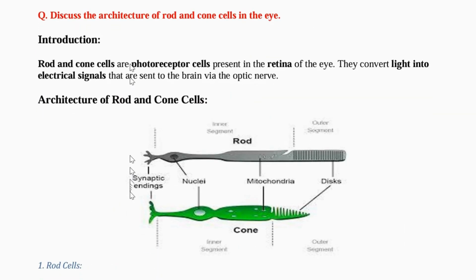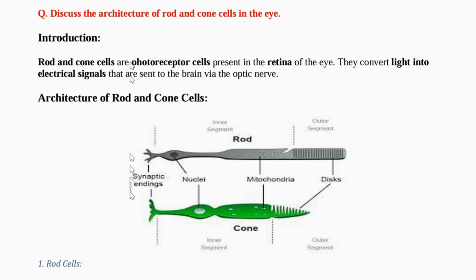Discuss the architecture of the rod and cone cells. So these two are the photoreceptors that are present in the retina of our eye. They convert the light into electrical signals and send them back via the optic nerve. So this is a rod and this is a cone.